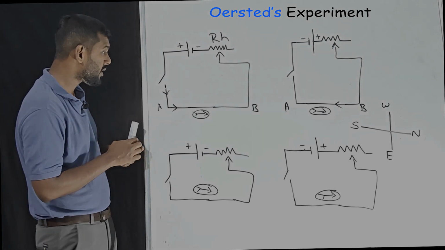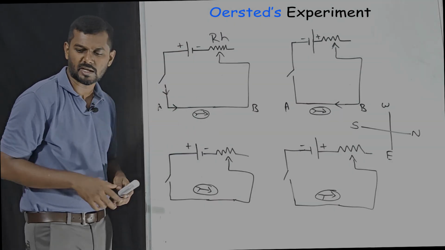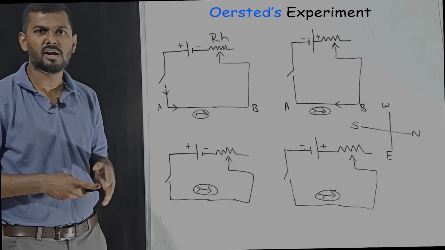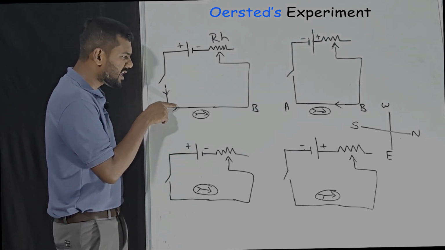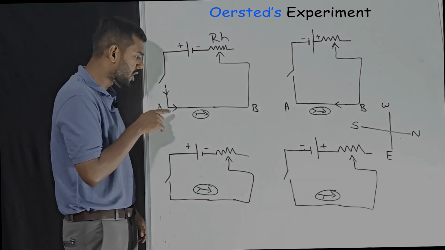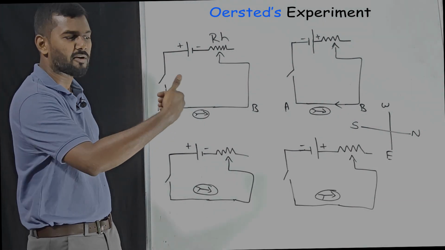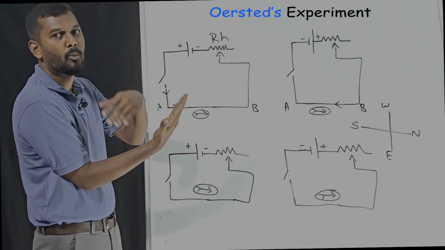Now listen, whenever the current is flowing in this direction, we have learned the method to find the direction of magnetic field, correct? So when it is a horizontal conductor, very important, whether we have to hold it like this or like this, we have to open it.